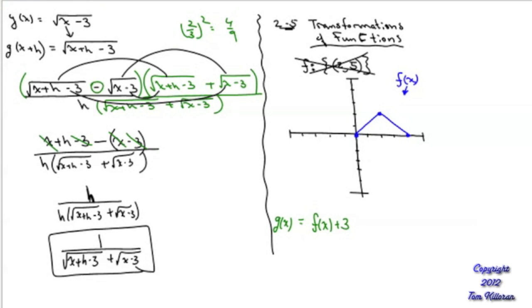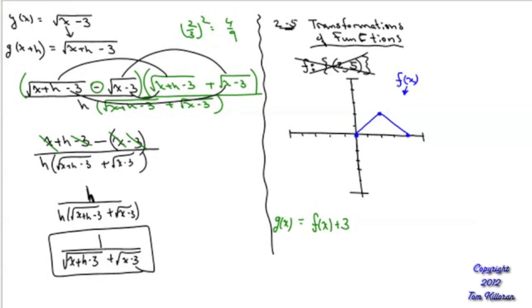Now that's the question. Am I going left and right with this? In other words, is the x-coordinate being affected? Or am I going up and down with this? Is the y-coordinate being affected? If x is the x-coordinate, what's the y-coordinate? f of x. So if this is f of x plus 3, is 3 affecting the x value or the y value? The y value, because f of x is y, so this is like y plus 3.